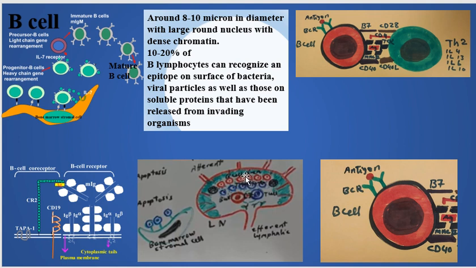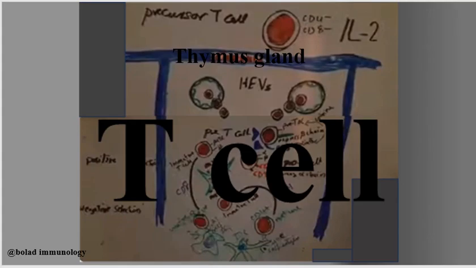And as can be seen here, this is the lymph node, the cortical area, which is the B cell area. They encounter an antigen here, and then they interact with T cell, as can be seen here, in order to produce antibodies against these antigens.